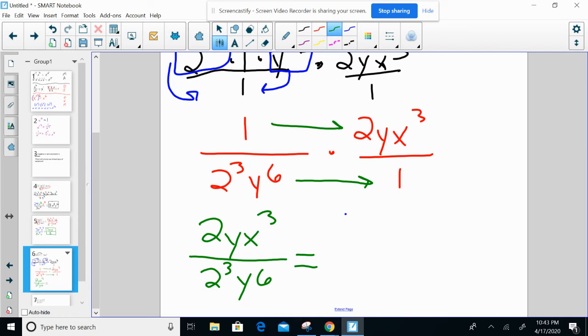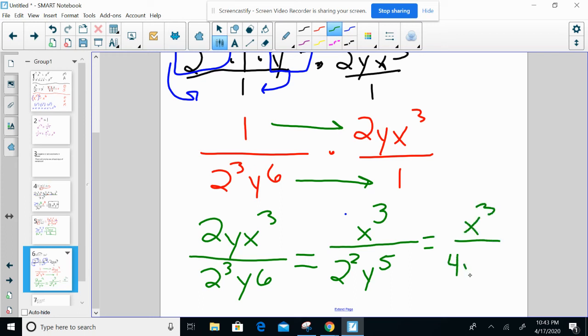There is only 1, 2 on the top, 3 on the bottom, so you can cancel 1 from the top and the bottom. That leaves 2 squared. You can cancel 1y from both the top and the bottom. That leaves 5 of them on the bottom. And the x to the third is going to stay on the top. It's not going to go anywhere. You can simplify that just a little bit more. 2 squared is 4. You don't have to leave it in exponential form here. All right, and that'll do it for that one.